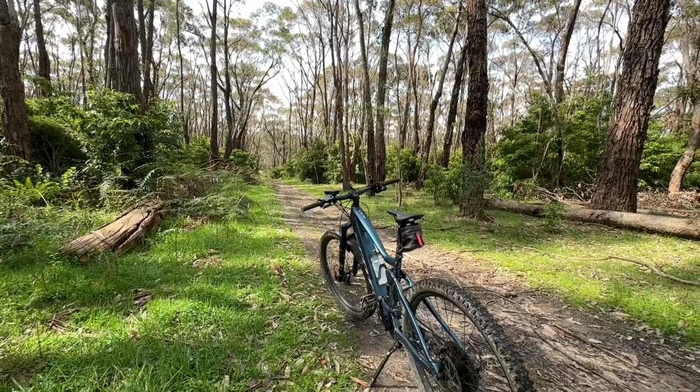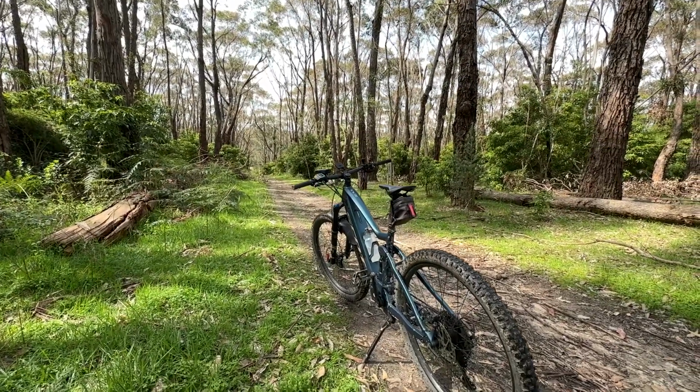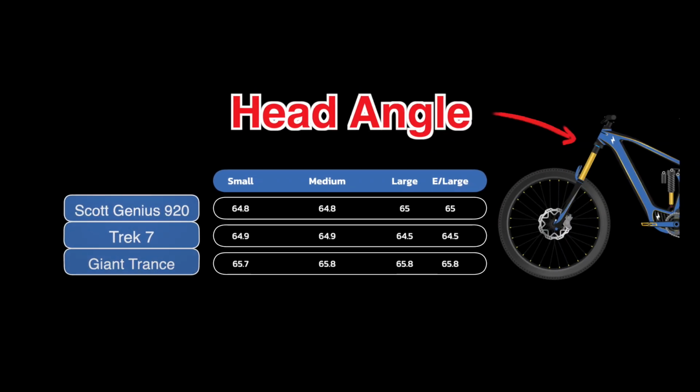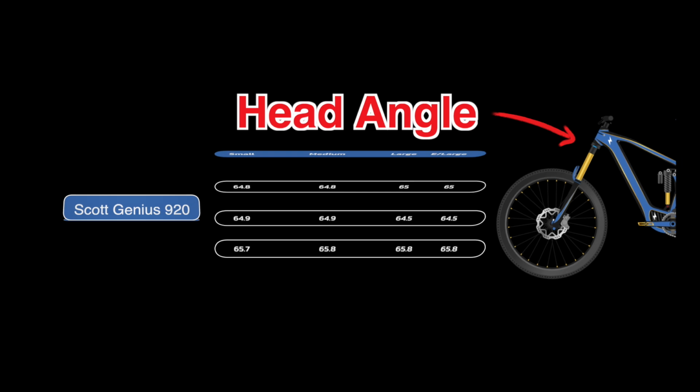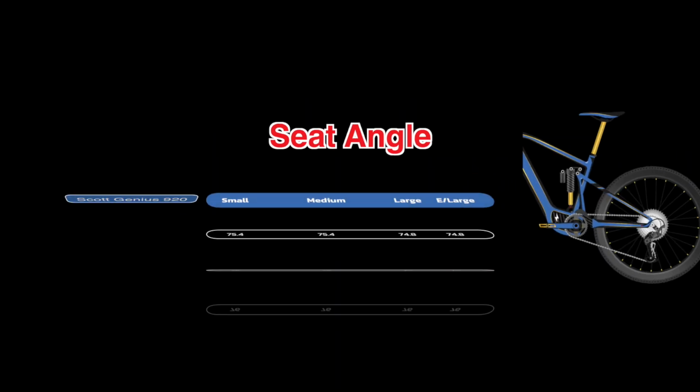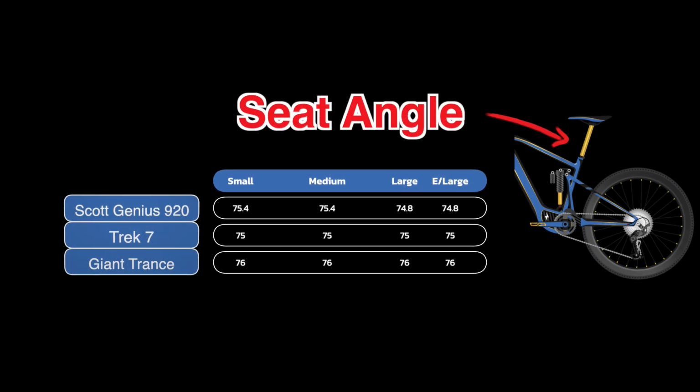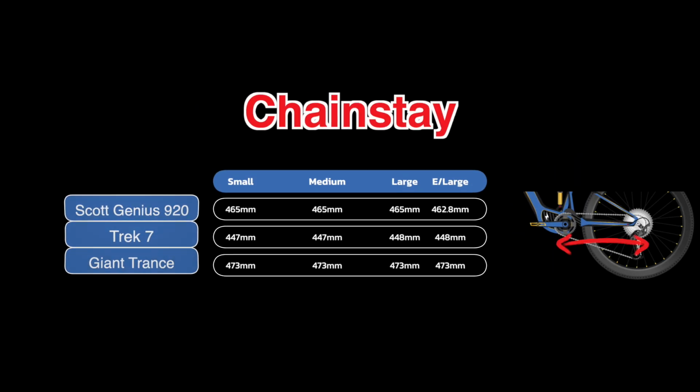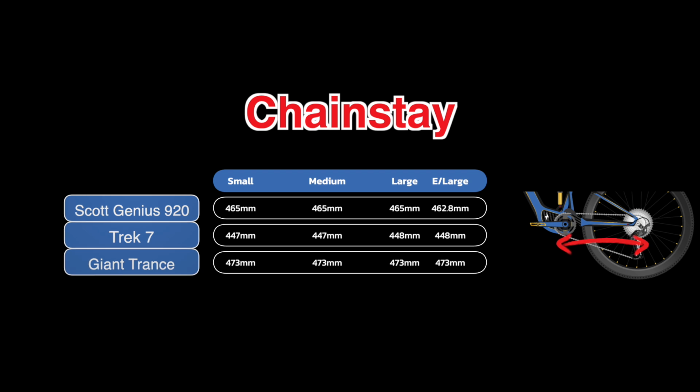So just to prove my point, if you look at the graphics that are on the screen now, for instance the head angle, between these three bikes, if you look at the figures, they're all very similar. And coming up we've got the seat angle, same thing. We're talking about millimeters in between. Now with chainstay there is some variation, but again it's pretty minimal when you look at the scheme of things.